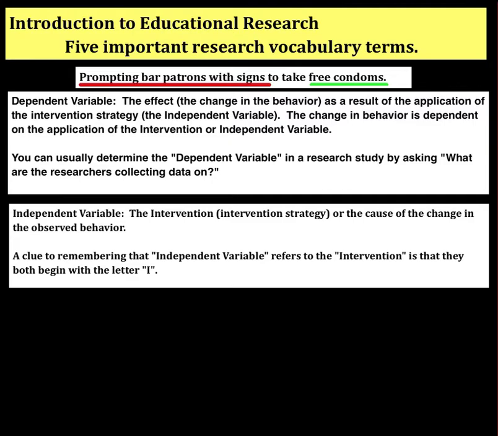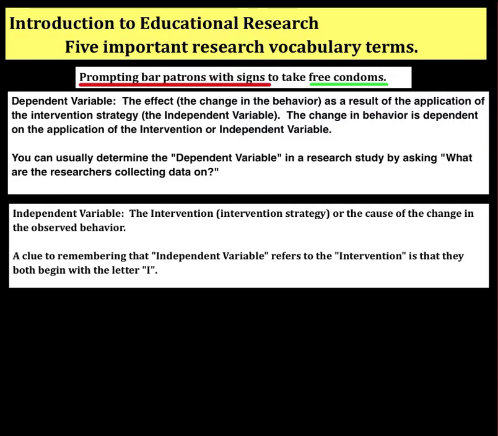These are two important terms. If they're new to you, try and get them under your belt, because they're really important in terms of your understanding research articles that you will be reading. You'll want to know what is the dependent variable? What are the researchers measuring? What is the independent variable? What is the treatment or treatments?